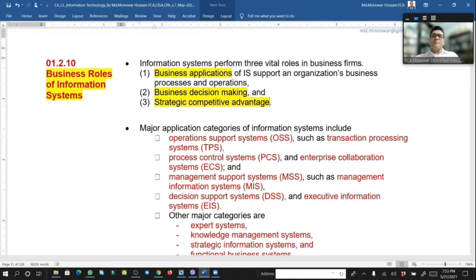Strategic competitive advantage is for the organization's top management, for taking that type of decision and competitive advantages for revenue earning or survival or the going concern of the organization. That is the business role of information system: business application, business decision making, strategic competitive advantage.